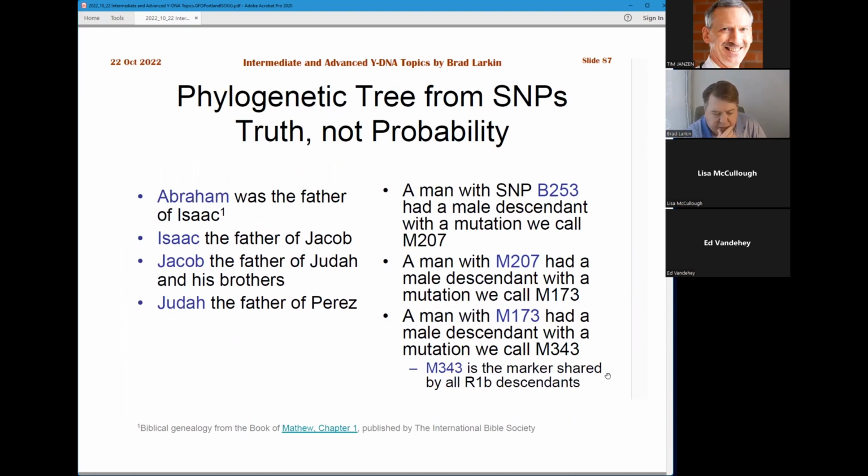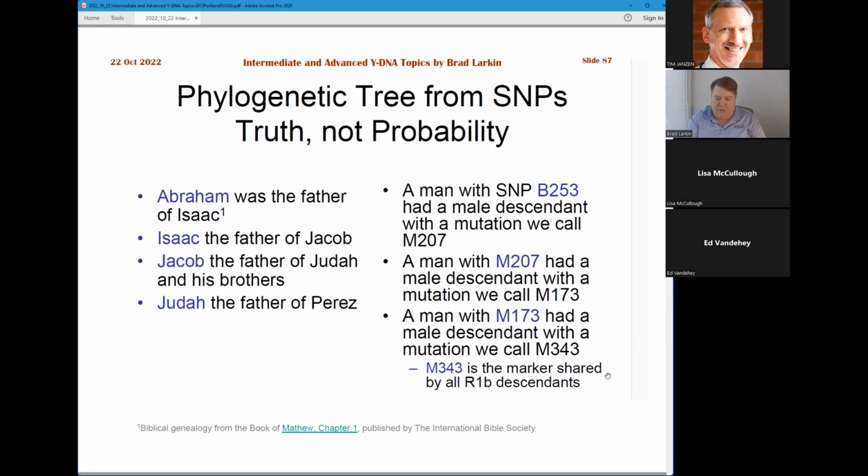Here, we can compare the opening of the book of Matthew in the Bible. Abraham was the father of Isaac, Isaac the father of Jacob, Jacob the father of Judah and his brothers. In the same way, we could look at the phylogenetic tree and say a man with SNP B253 had a male descendant with a mutation we call M207. A man with M207 had a male descendant with a mutation we call M173. A man with M173 had a descendant we call M343. So that's what we're looking for.